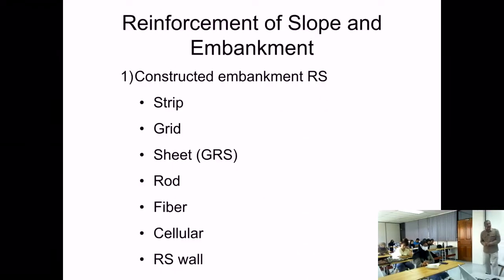Next one is the reinforcement of slope and embankment. Just now is how we try to stabilize the slope by modifying the orientation and the dimension of the slope. Now we try to reinforce them. Reinforce means we try to insert something or try to make them stronger by introducing external material into the soil or together with the soil. So we call that RS, reinforced soil.